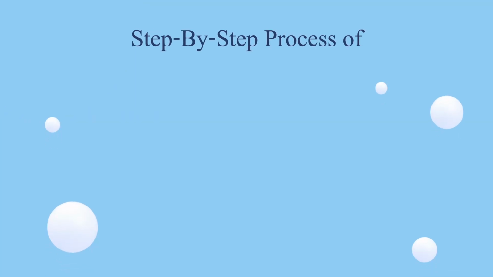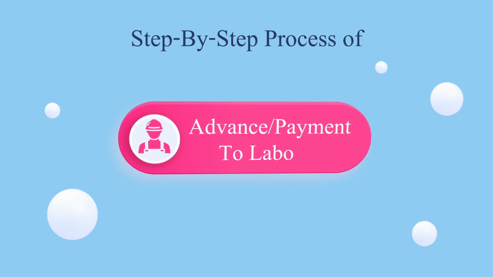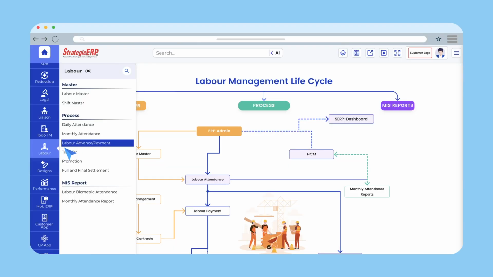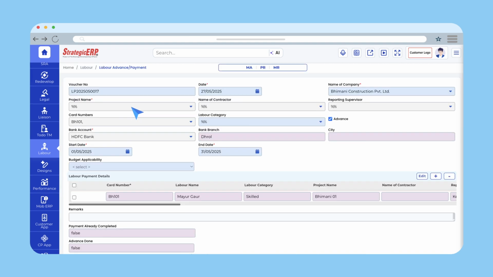Let us understand the step-by-step process of giving an advance or making a payment to labor in Strategic ERP. Navigate to the Labor Advance Payment form under the Labor Management module. Select the project name and name of contractor from the drop-down.